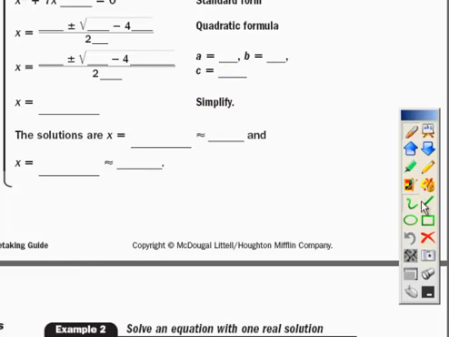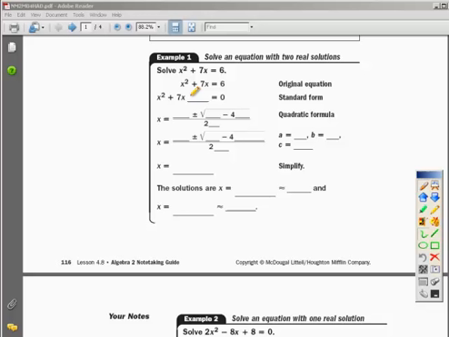When we're looking at this thing right here, x squared plus 7x equals 6, the first thing you have to do is get it into proper form. Proper form would be having 0 on one side and everything else on the other. So we're going to subtract 6 on both sides. And then we find what a, b, and c are. a is 1 because we have a 1x squared right there. b is 7. c is negative 6.